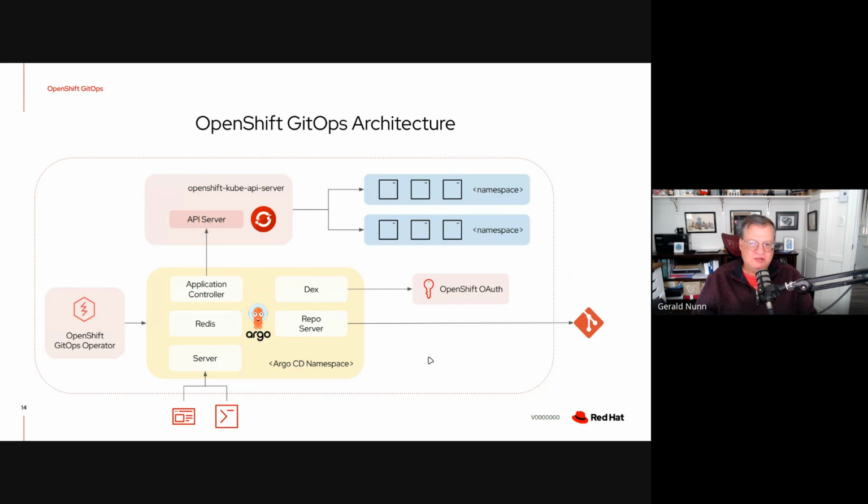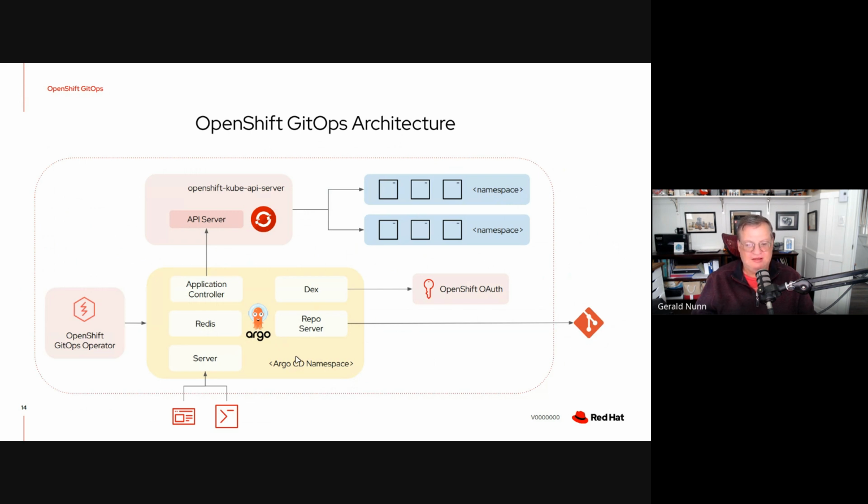From an OpenShift GitOps architecture perspective, we have the operator, as I mentioned here, that runs on your OpenShift cluster and is managing installations of Argo CD. And every installation of Argo CD is comprised of a few key pods. I don't have every pod in Argo CD's installation here, but the key ones I just wanted to highlight.